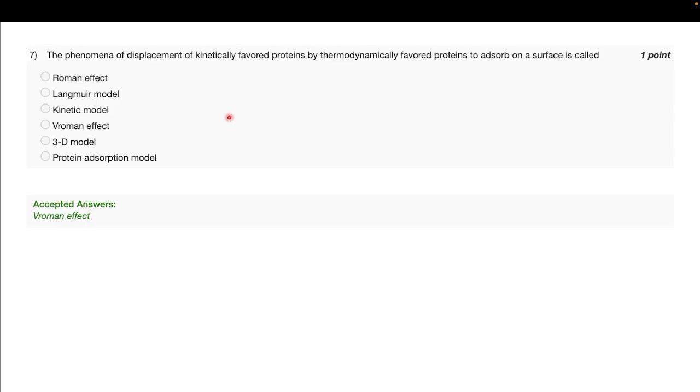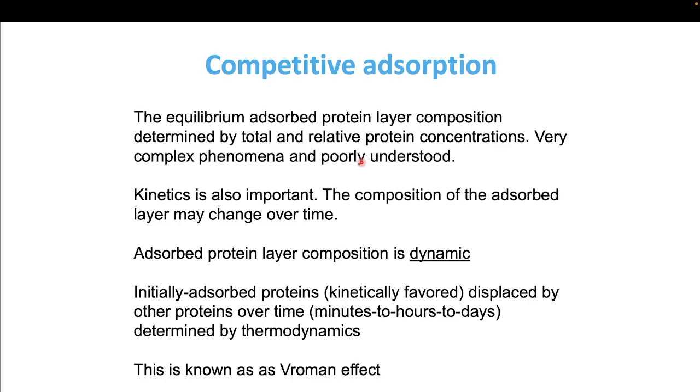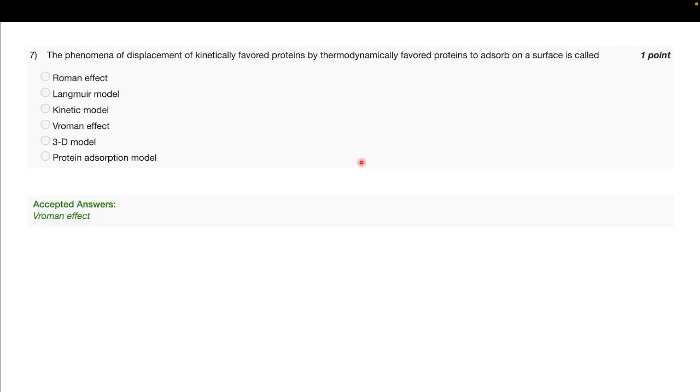This is a pretty straightforward answer to this question, but you should know what is happening when a material surface is put into a patient's body. So this effect is known as the Vroman effect. Is this clear? You can also read about it in this slide. This is essentially what we just discussed. If there are doubts with this explanation, please let me know. If not, then I will move on.